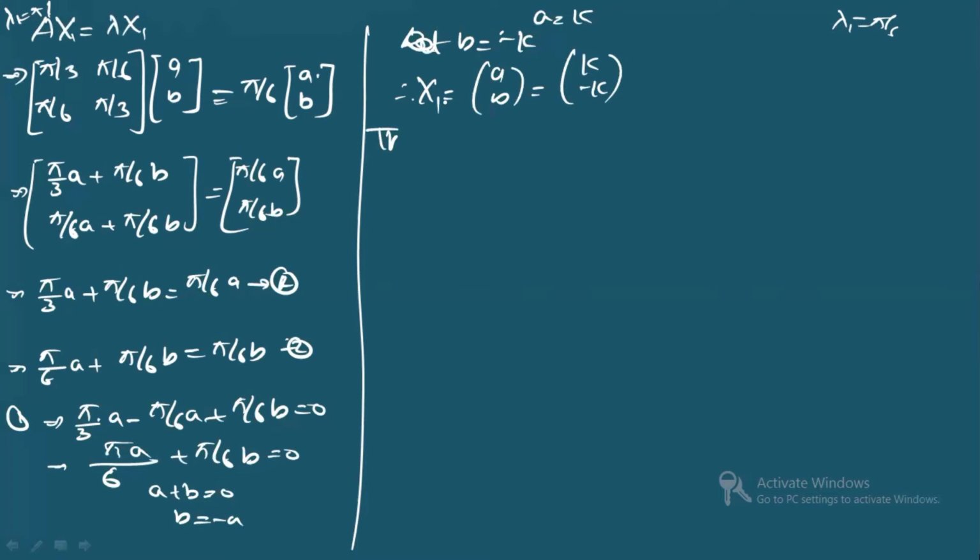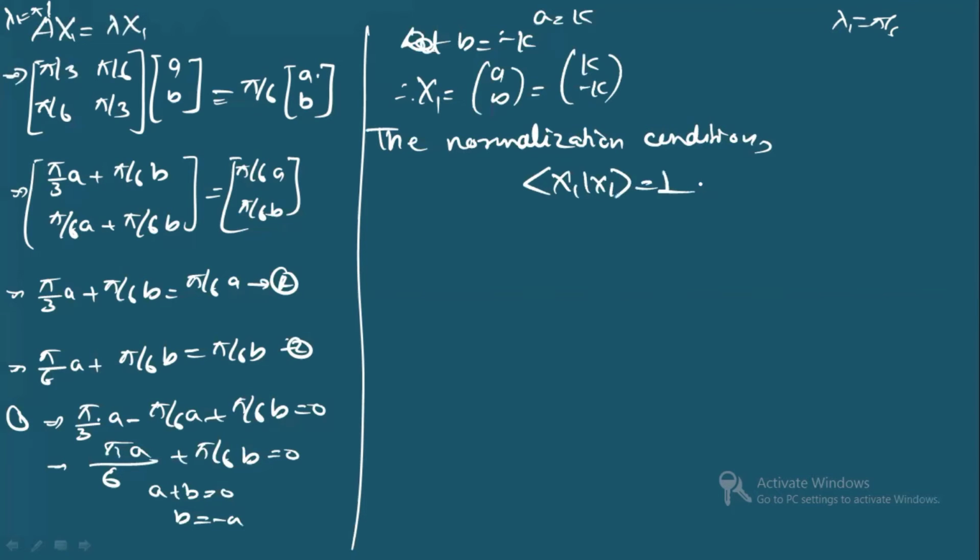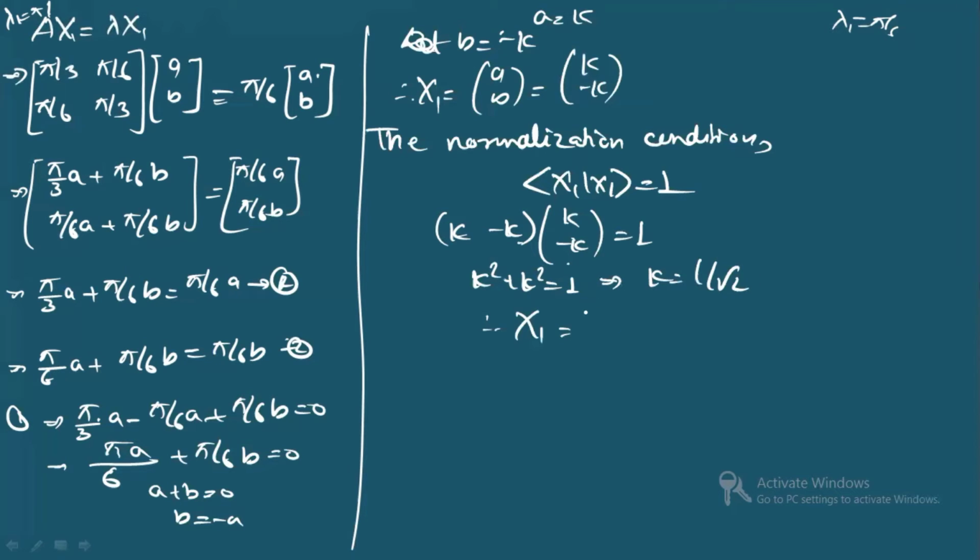Now first we will normalize the eigenvectors. So the normalization condition is that the bracket of this is equal to 1, right? So if you write this in bra-ket form, you can see the transpose, it will be k minus k. Okay, this is k minus k, it is equal to 1. So this will give you k square plus k square is equal to 1. So you will get finally k is equal to 1 by root 2. Okay, so this eigenvector is 1 by root 2, minus 1 by root 2. Right? This is what you will get.